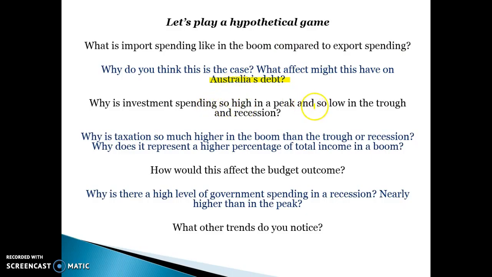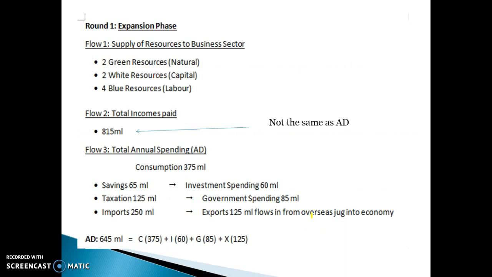Why is investment spending so high in a peak and so low in a trough? Why is taxation so much higher in a boom than in a trough or a recession? How would this likely affect the budget outcome? Why is there a high level of government spending in a recession, and sometimes even more than there is in a peak? And what other trends do you notice? So the first phase is the expansion phase.